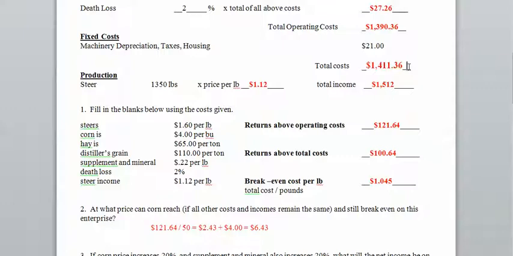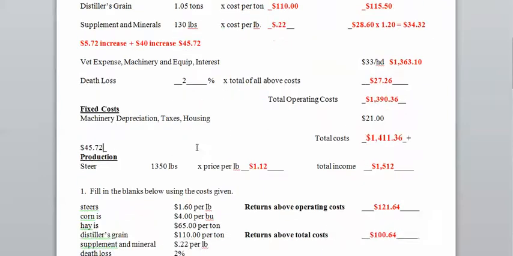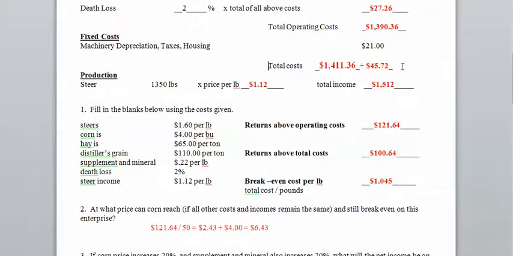So for total cost, add $45.72 to get our new total cost. Let's see, 1411.36 plus $45.72 equals $1,457.08.